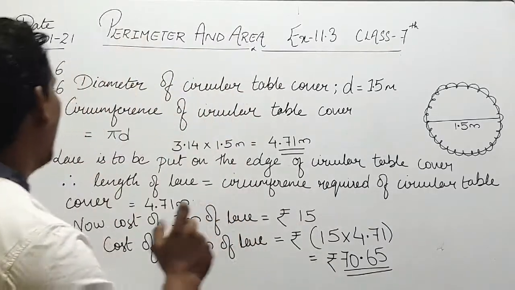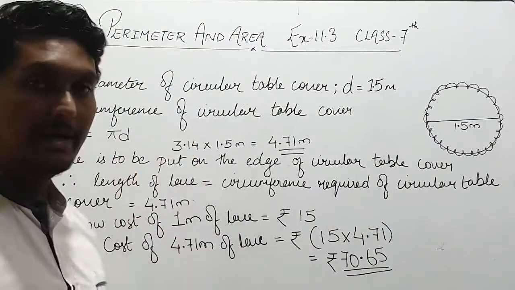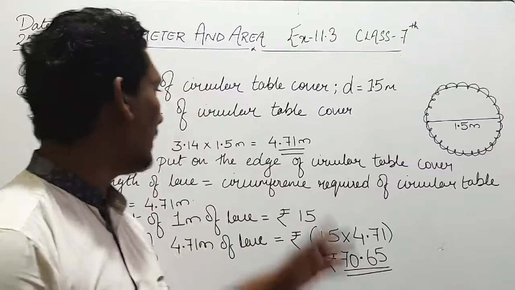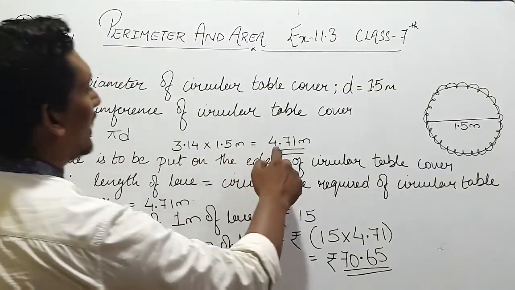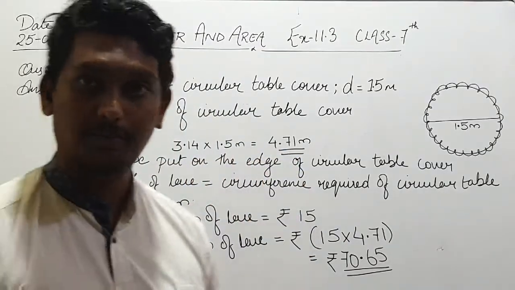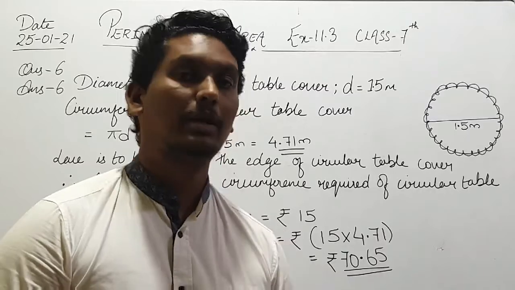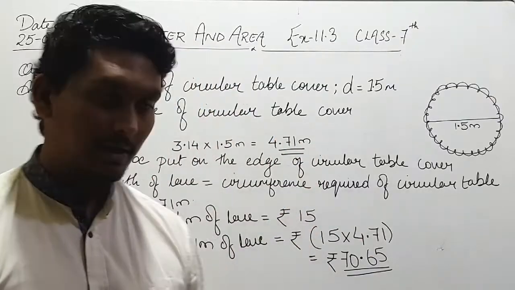So the circumference of a circular table, when the diameter is given, the formula is pi d. Just put in the values. The value of pi is given as 3.14 multiplied by the diameter 1.5. So you will get 4.71 meter here.